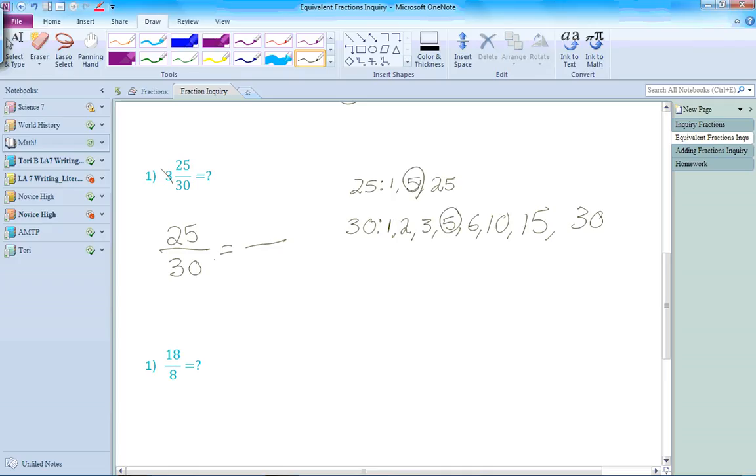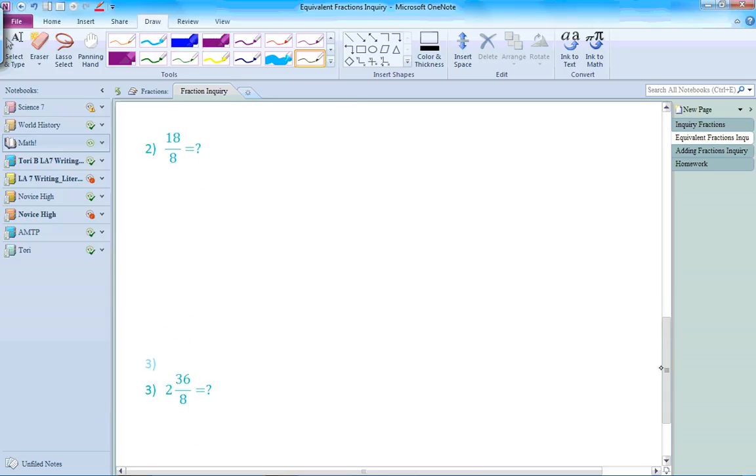So we're going to divide each, the numerator and the denominator, by 5. 30 divided by 5 equals 6. 25 divided by 5 equals 5. So our answer is, well, we have to add the 3 back. So 3 and 5/6, which is equal to 3 and 25/30. Let's go to our next problem.